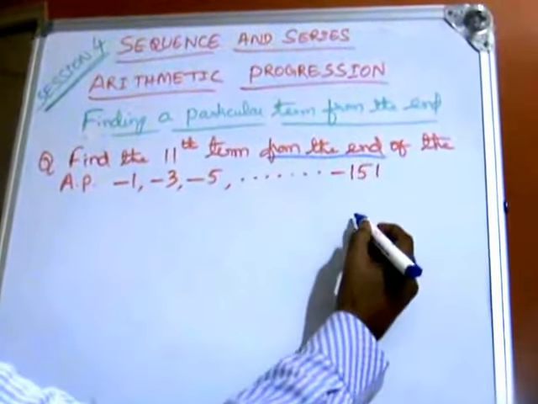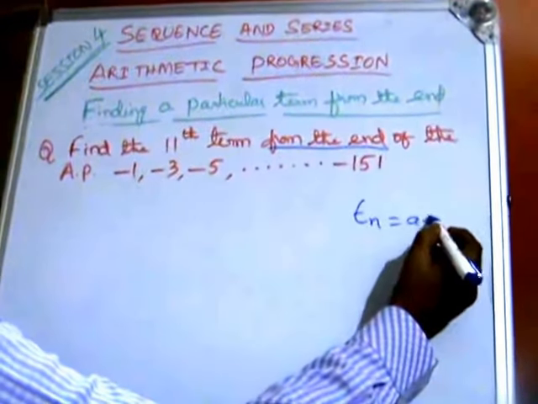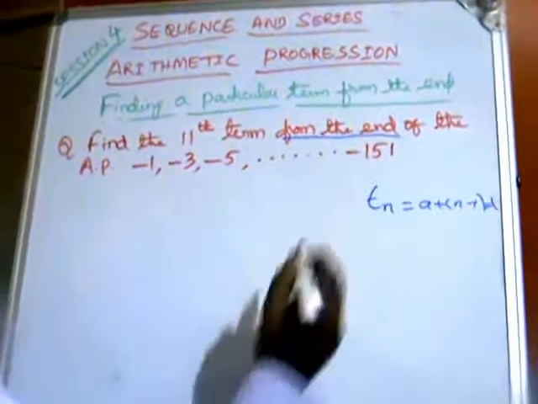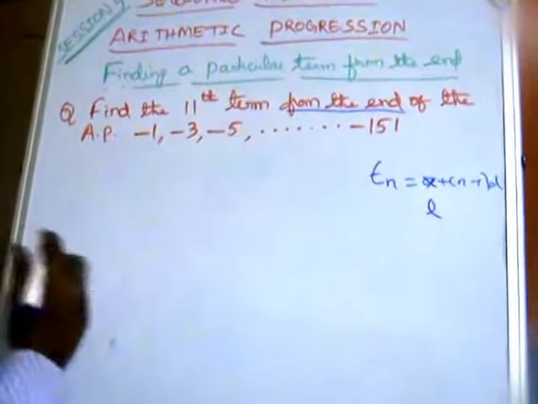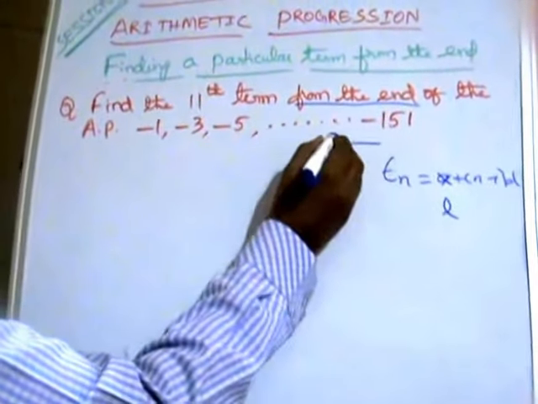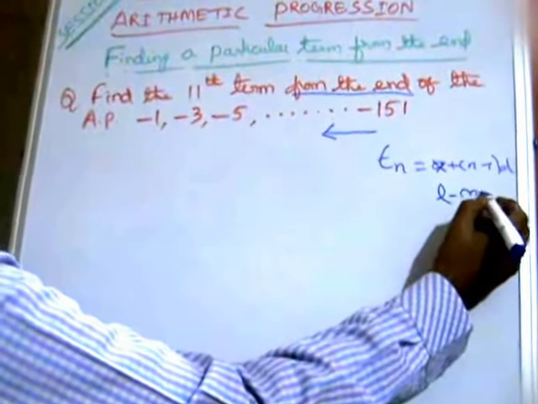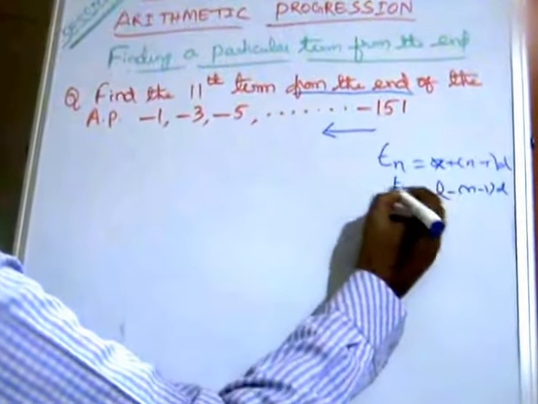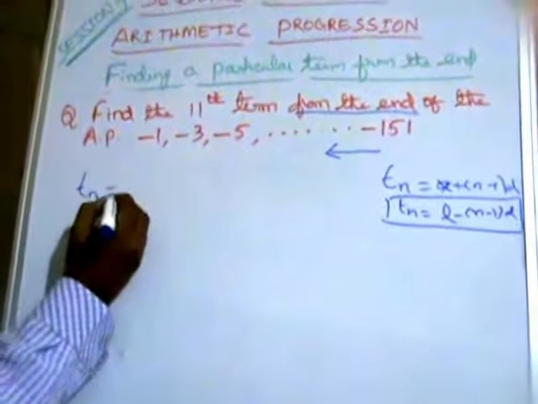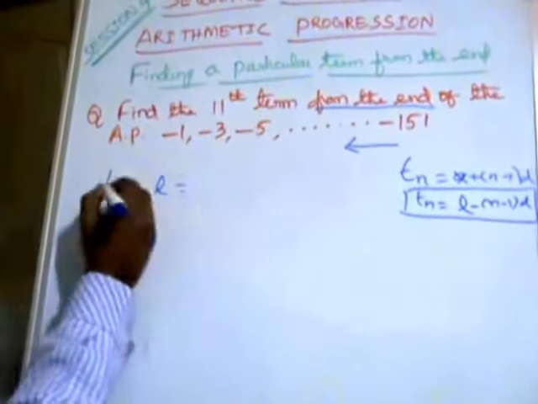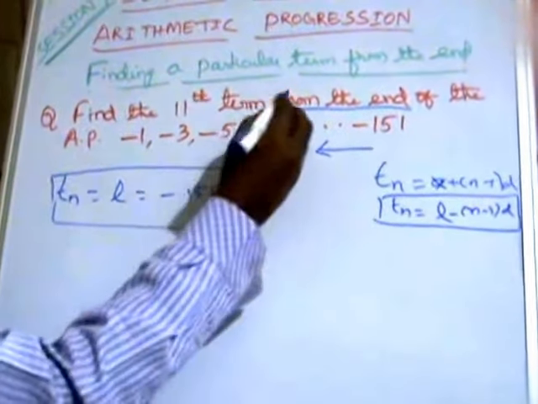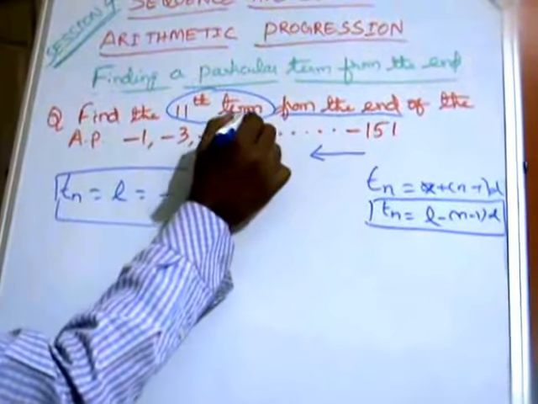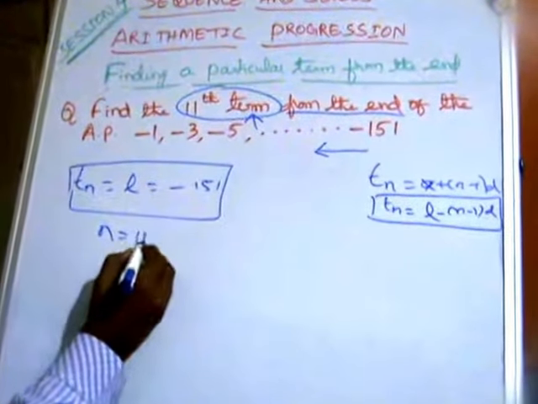I told you the formula: when you go from the beginning, it is Tn equal to A plus n minus 1 into D. When you come from the end, this A will change to L because we are starting from L, and the plus, because you are going in reverse direction, will become minus n minus 1 into D. This is the formula for from the end. So in the given sum, L, the last term, which is the nth term, is minus 151. And then we want the 11th term. When the word term comes, n stands for 11.